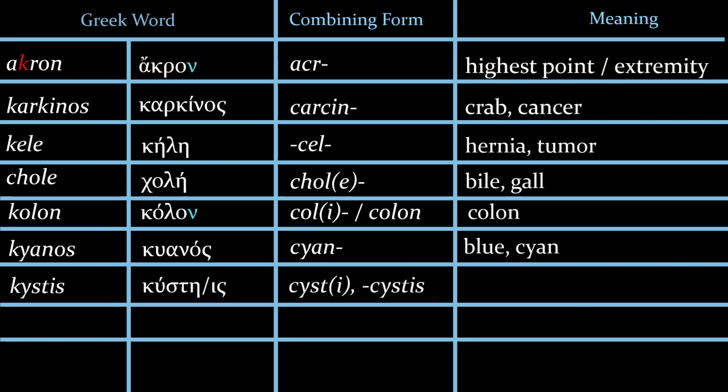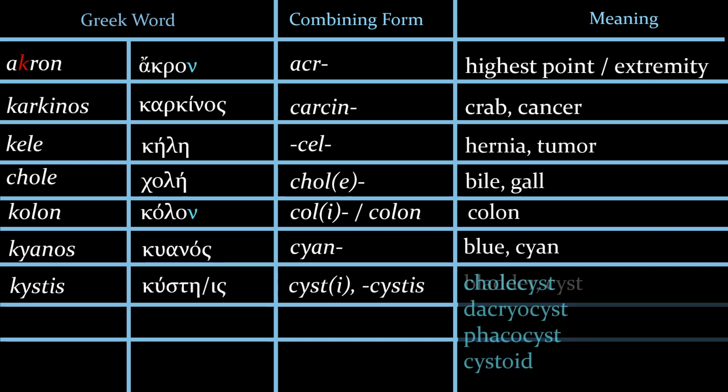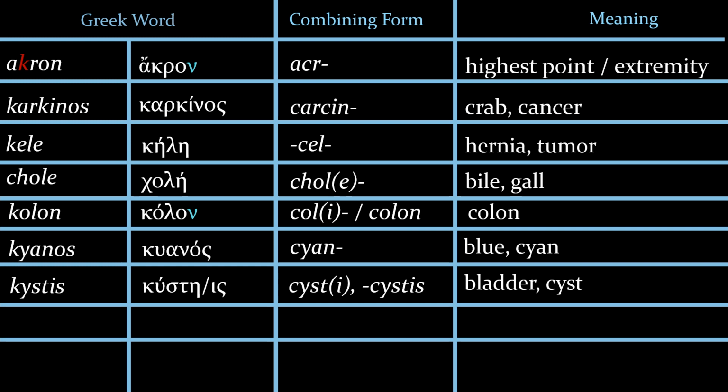Okay, next we have kystis, and notice the Greek here, kystis, that iota sigma that you see all the way to the right, that tells you that it was a third declension word at one point. We've already talked about the third declension in Greek. And this is where we get cysti and cystis. And it pertains to the bladder or cysts. And we'll talk more about that in a little bit.